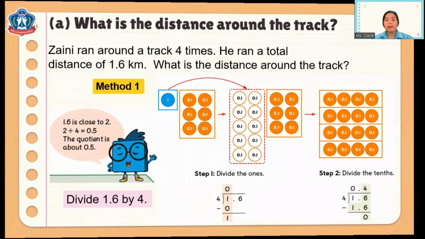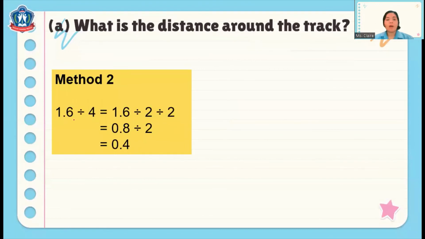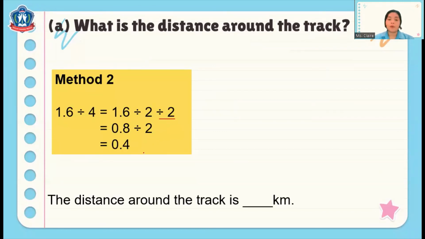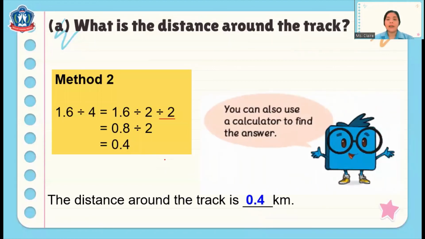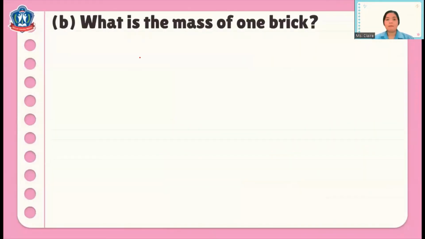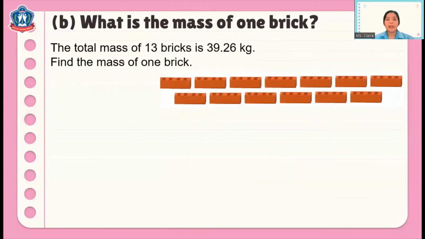This is method 1. Another method: 1.6 divided by 4. You can divide 1.6 by 2. So find the half of 1.6, 0.8. You can also divide by 2 again, 0.4. So the distance around the track is 0.4 kilometers. Try to use a calculator to check your answer. Another problem, what is the mass of one brick? The total mass of 13 bricks is 39.26 kilograms. Find the mass of one brick.